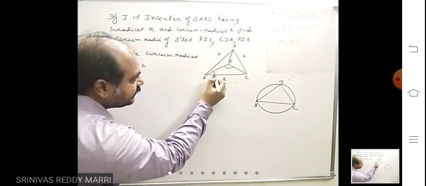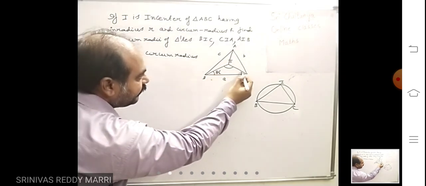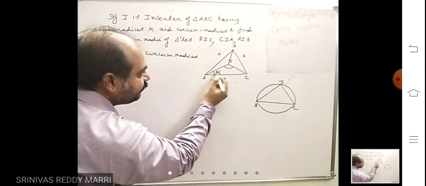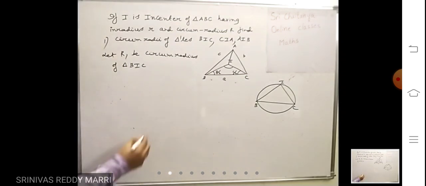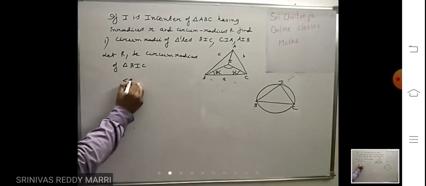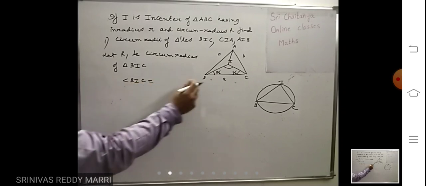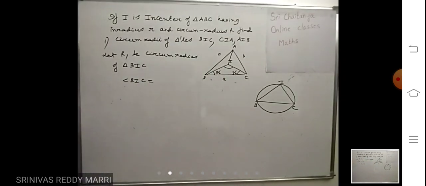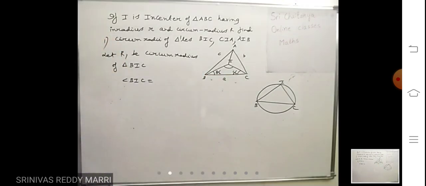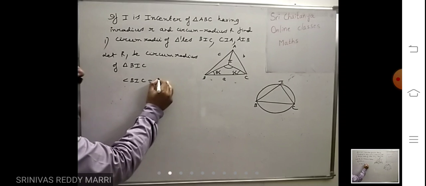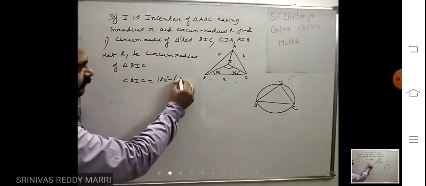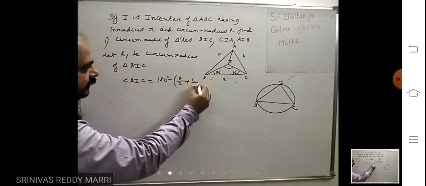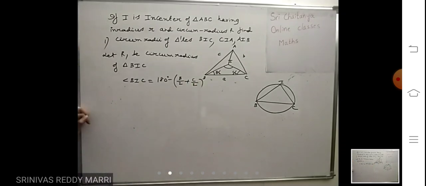Now if you look here, this angle is B by 2, because the angular bisector halves angle B. This angle is C by 2. Now I am calculating angle BIC. Two angles I know. The third angle in the triangle will be 180 degrees minus B by 2 plus C by 2, that is, 180 minus the sum of the 2 angles.